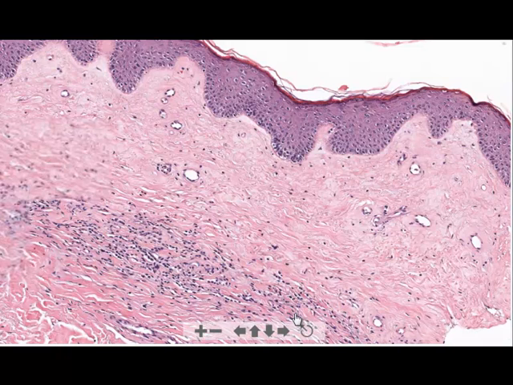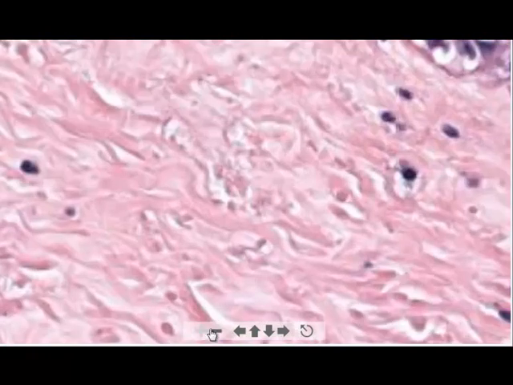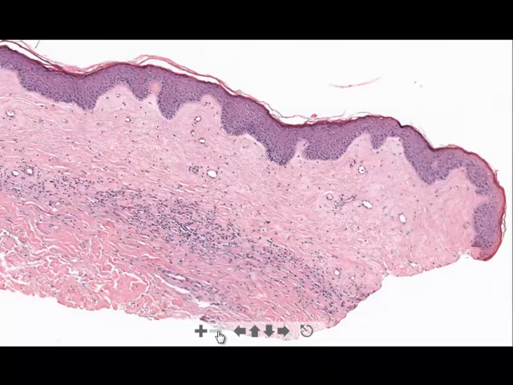Now, what other diagnoses can we consider in the differential diagnosis for this condition? Let's take a look again at low power. Well, if you just had the papillary dermis to look at, one could certainly think of a radiation dermatitis. In radiation dermatitis, you can see at times areas of vacuolar change along the dermal epidermal junction, and this light pink colored collagen present within the papillary dermis.